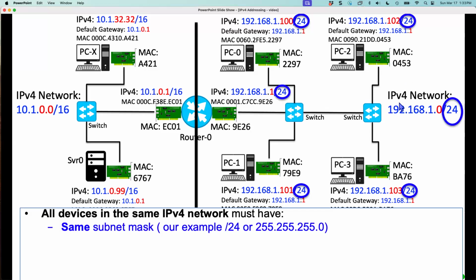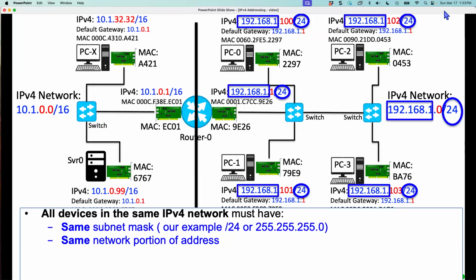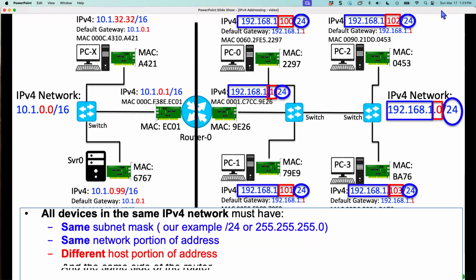Here's the network address. We'll talk about that in a moment. It also is going to have the same network portion of our address. So all of these devices have the same subnet mask and the same network portion of their address. What's going to be different is the host portion of their address. That must be unique. You'll notice the network has a 0 in this example for the network address, which it would have.